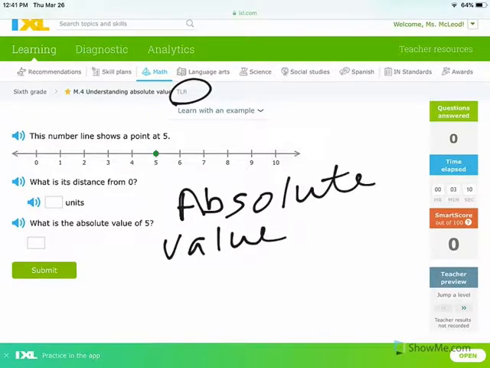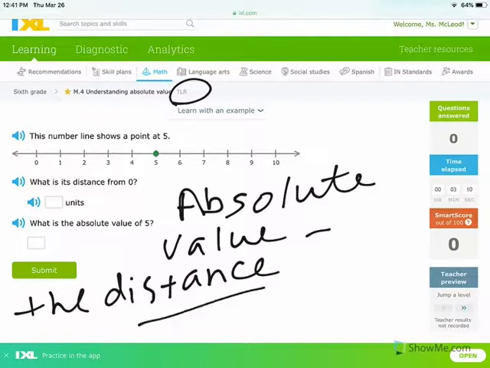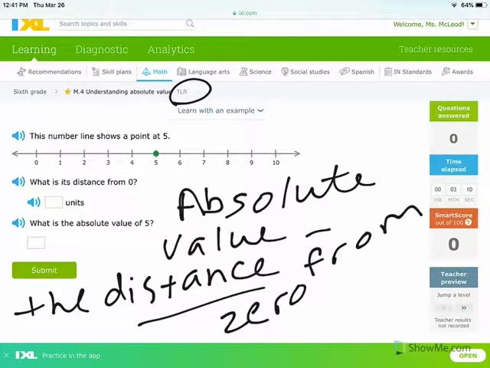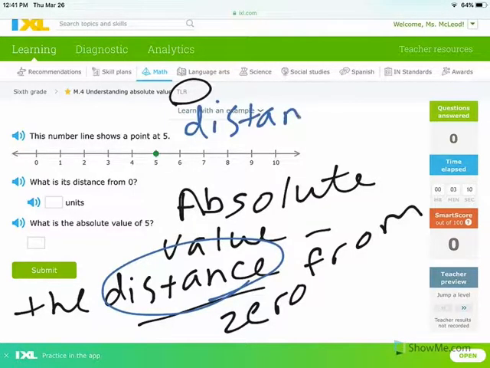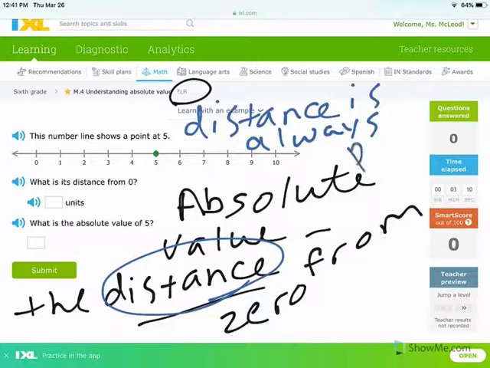And absolute value, remember, measures what? The distance from where? From zero. Since it measures the distance from zero, that means distance is always what? Positive.